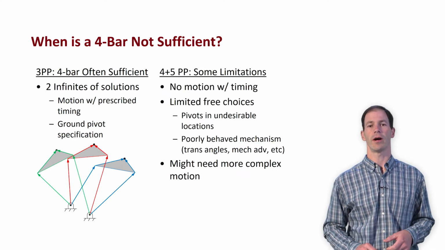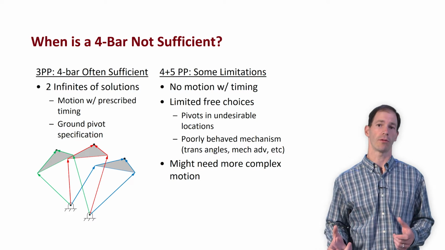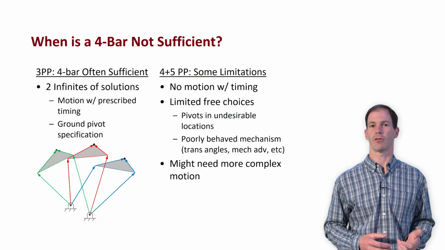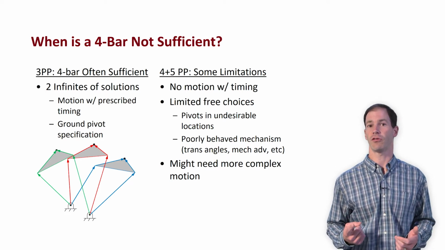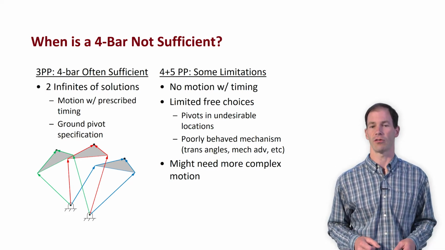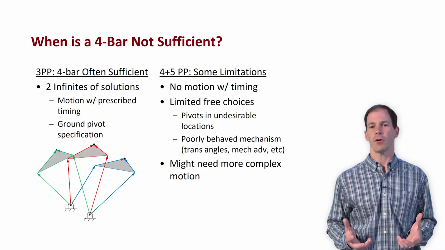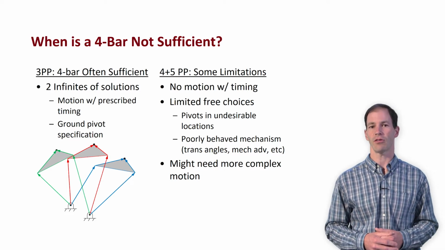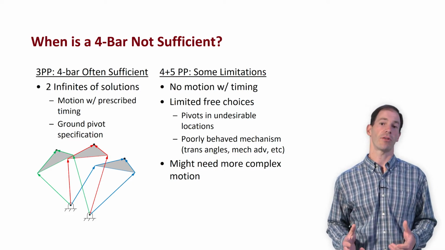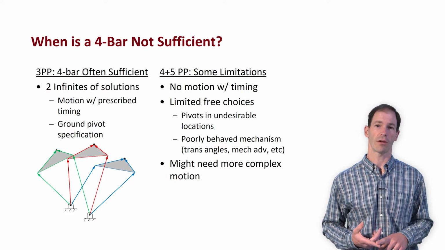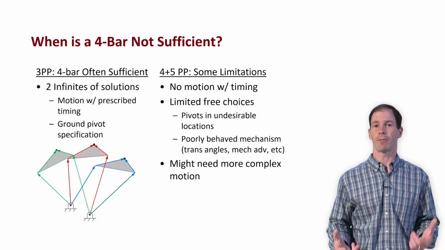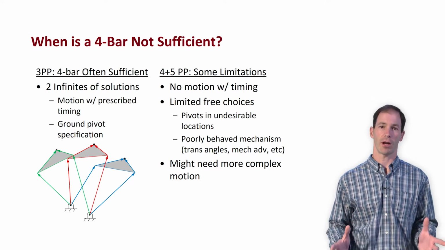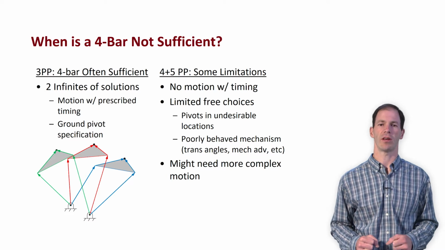Very often, as we move on to 4 or 5 precision position problems, we start to run into limitations. We no longer can do motion with prescribed timing because with 4 precision positions, we only have 1 free choice, and so I can't prescribe all the rotation angles. And these limited free choices can sometimes set up ground pivots or moving pivots in undesirable locations, as well as create mechanisms that are poorly behaved. I might have bad transmission angles, bad mechanical advantage, and I really don't have as much flexibility as I might like. I might not be able to fit all the ground pivots within the frame that I have. Whatever it is, I might have some limitations.